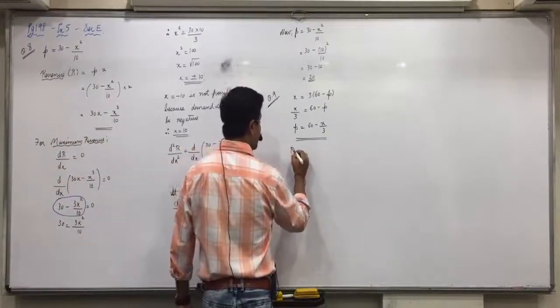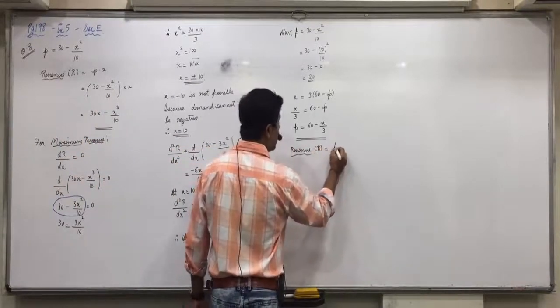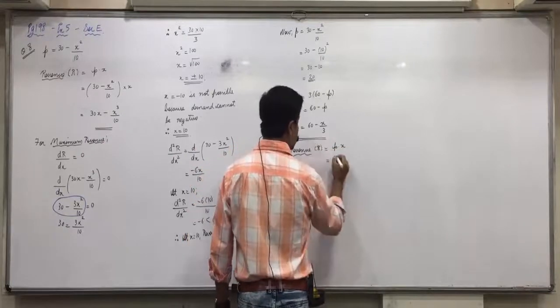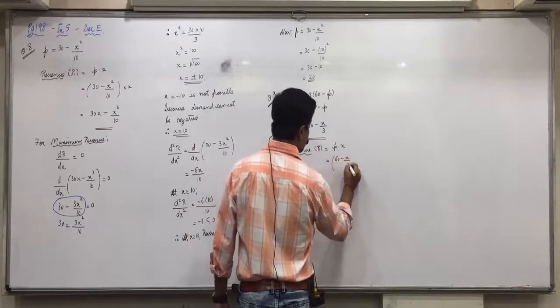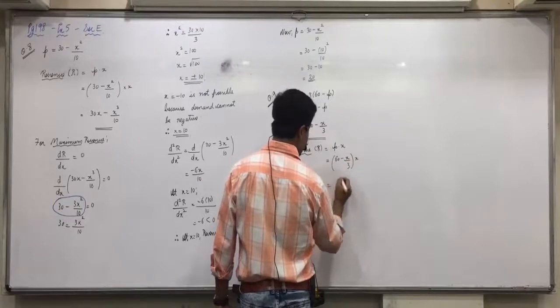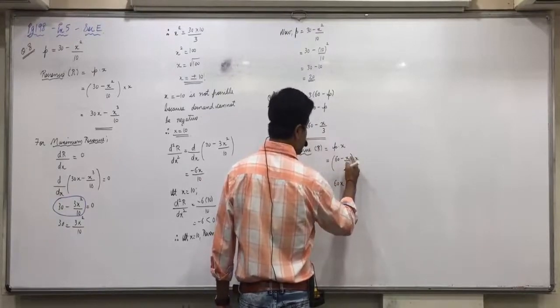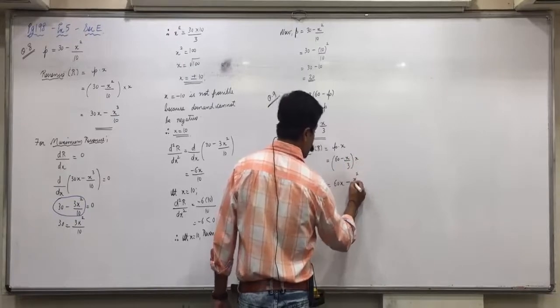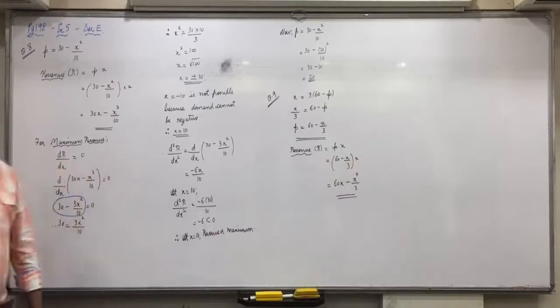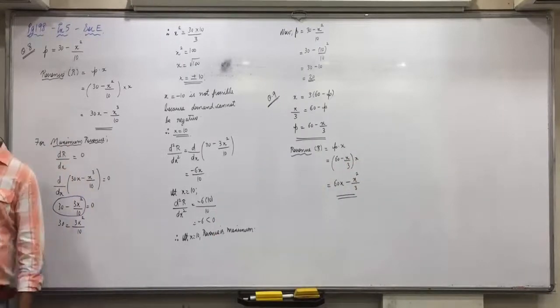Now, revenue R is equal to P into X. P is 60 minus X upon 3 into X. If you open the bracket, 60 into X, 60X. Then X into X, X square upon 3. Is everyone clear with this? Raise your hand who is still writing up till here.